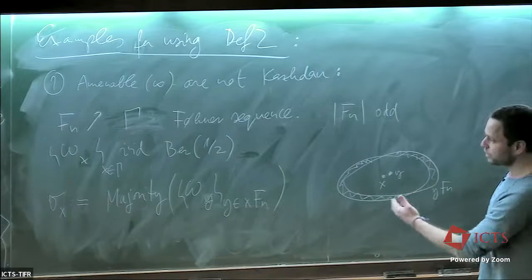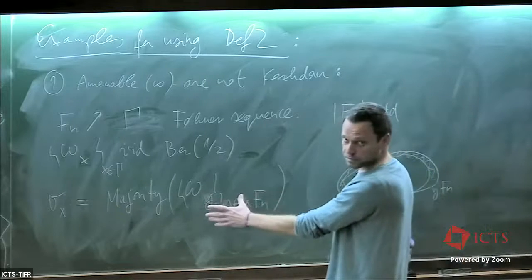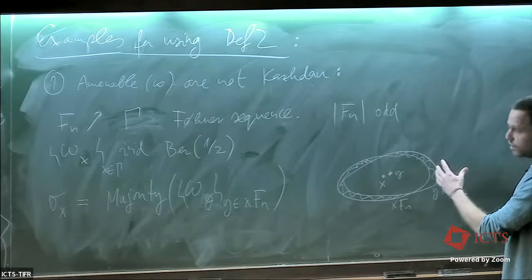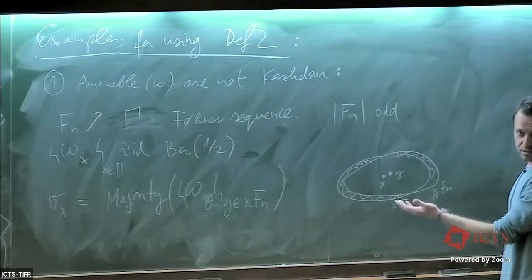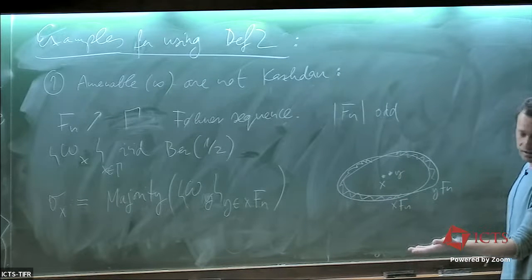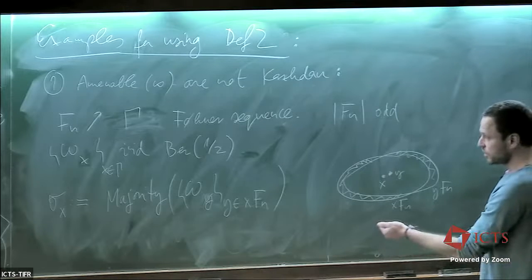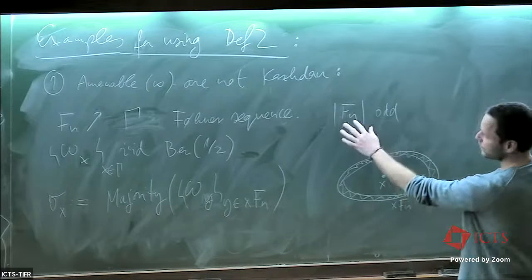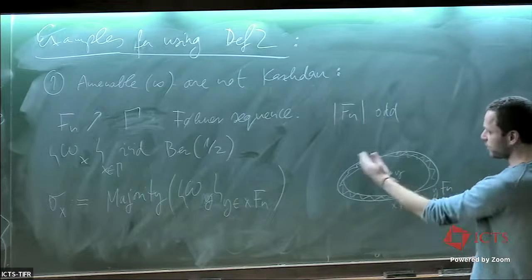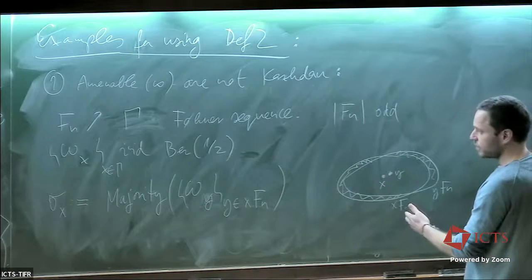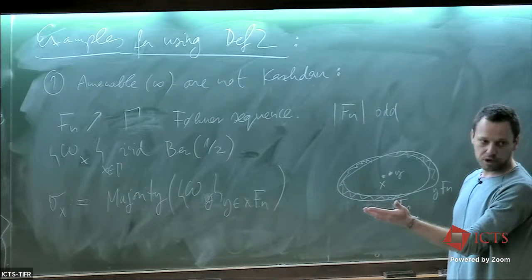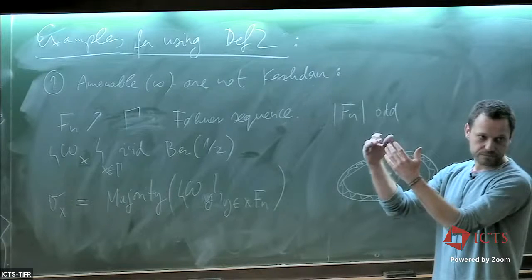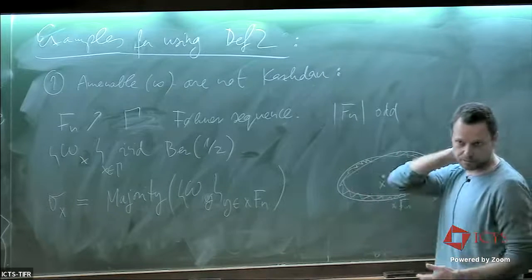So, I would say that majority is noise stable. If I change a tiny proportion of the votes, then it's unlikely that the result changes. Why is that? Because if the size of Fn is n, so if you have n votes, then typically the winner wins by order root n, because that's a binomial distribution.